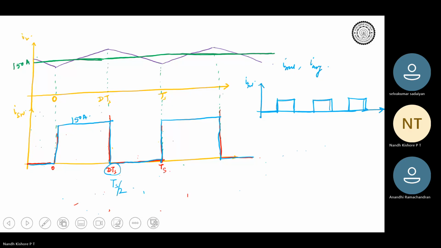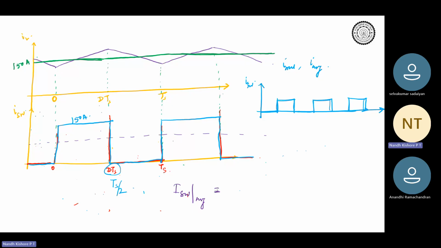First, let's solve the simple case. What is your average? Can you directly tell? I switch average or IC average? 0, 150, 0, 150 with a duty of 50%. So it's going to be 150 by 2. Directly it will be 75 amperes. Correct. So this will be your I average.